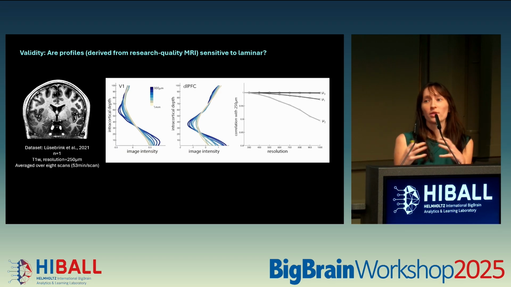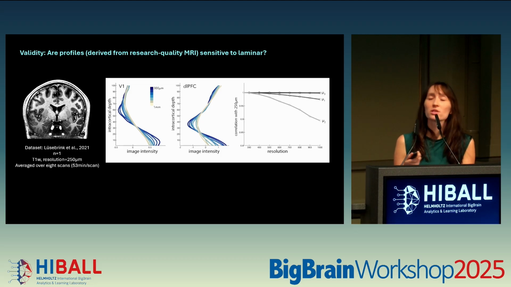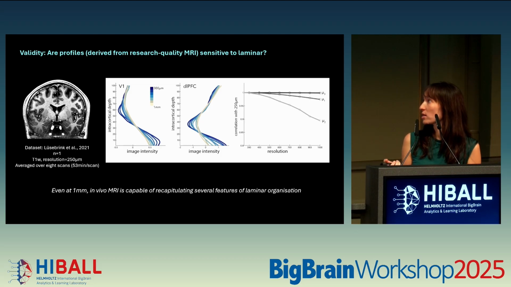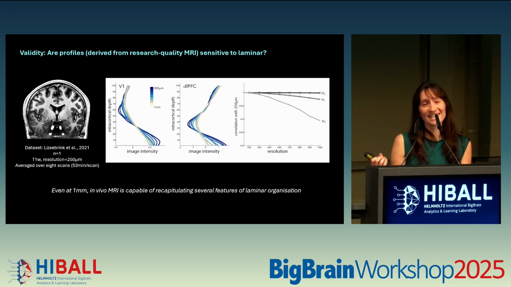So overall, the pattern of regional variability that you get, even at these much lower resolutions, is very similar to the high resolution data. So this puts some confidence in us that even at 1 millimeter, in vivo MRI is capable of capturing certain features of laminar organization. Even though we're not going to resolve specific layers, there are differences that we're still able to recapitulate at this lower resolution.